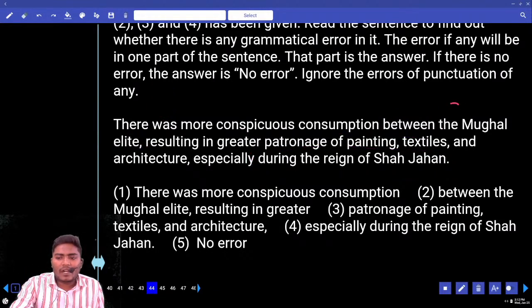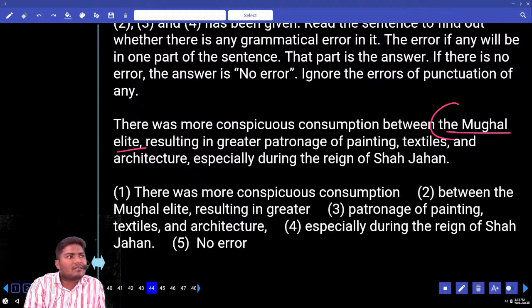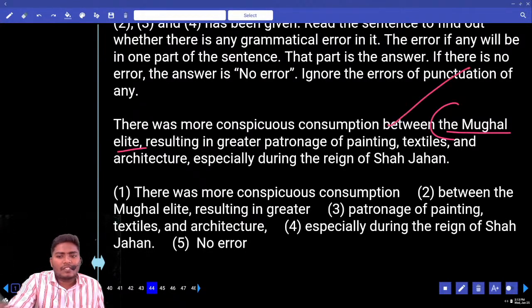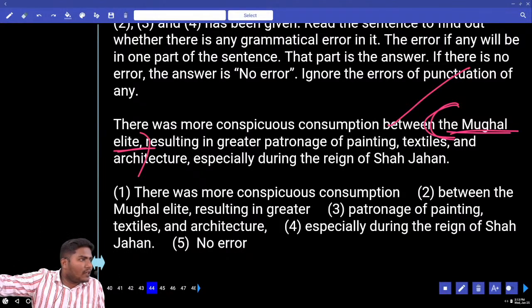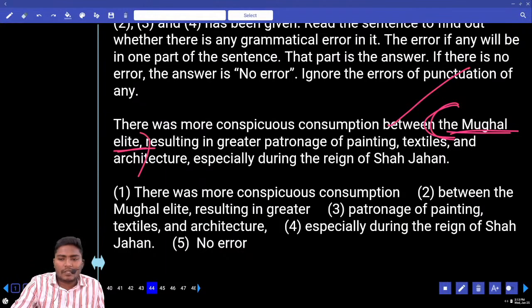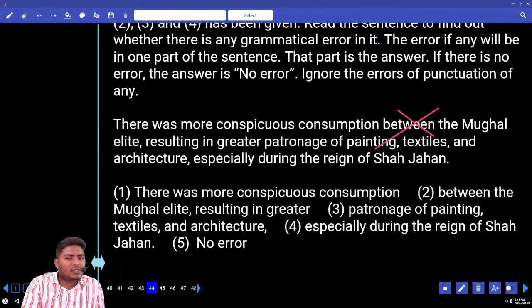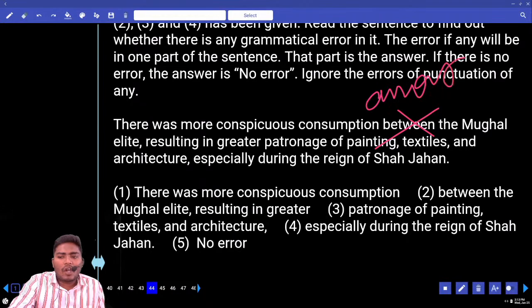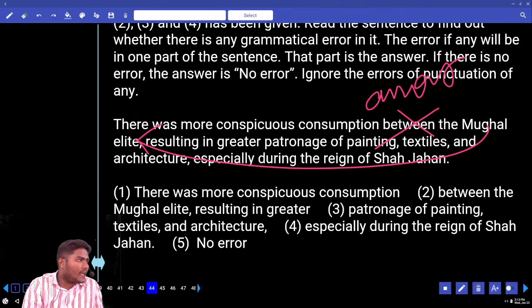Now we have one elite. What is one elite here? Mughal elite. What do you mean by elite? Rich people, rich rulers, let us say. Mughal elite in the sense rich rulers. Now where is another alternative which can support our word between? Do you have any other alternative for Mughal elite? Mughal elite and that elite, this kingdom and that kingdom. Do you have any alternative this way? No. So what does it mean? We cannot use between. So what can we use here? Only among these people, among the Mughal elite.